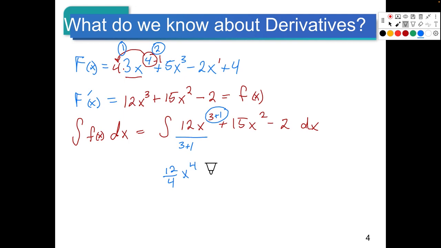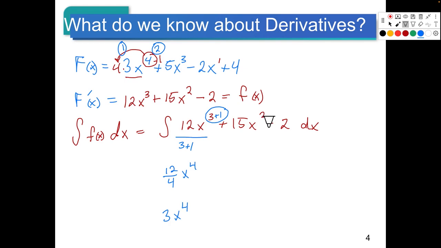We just integrated, and doesn't that look like what we started with? We had 3x to the 4th. 12 divided by 4 is 3. Yes, we got that first term. We got back to it by doing things backwards, in reverse order and opposite.